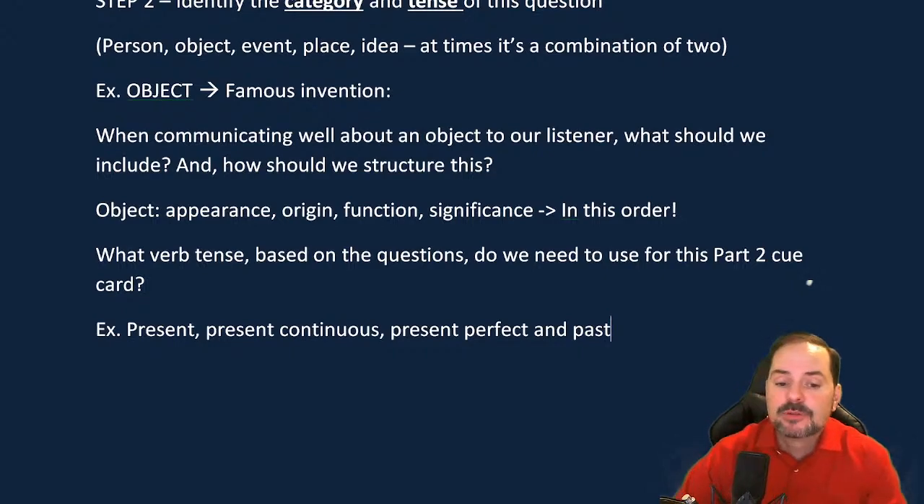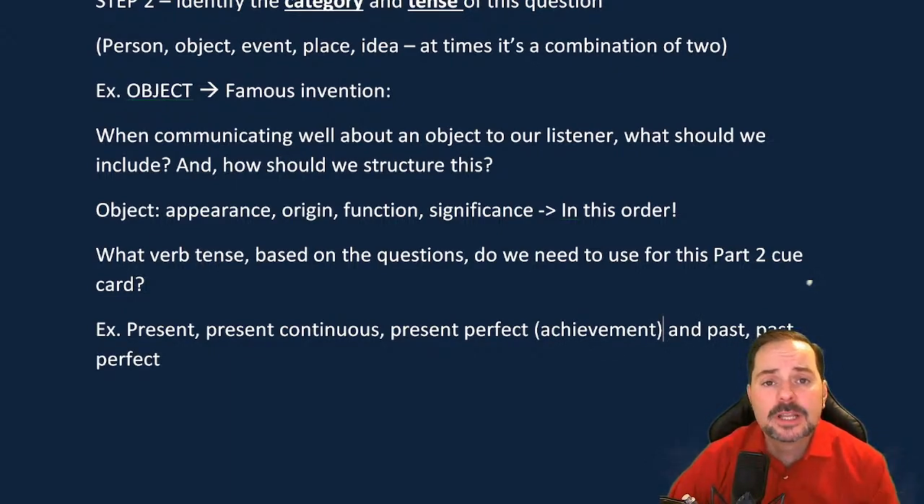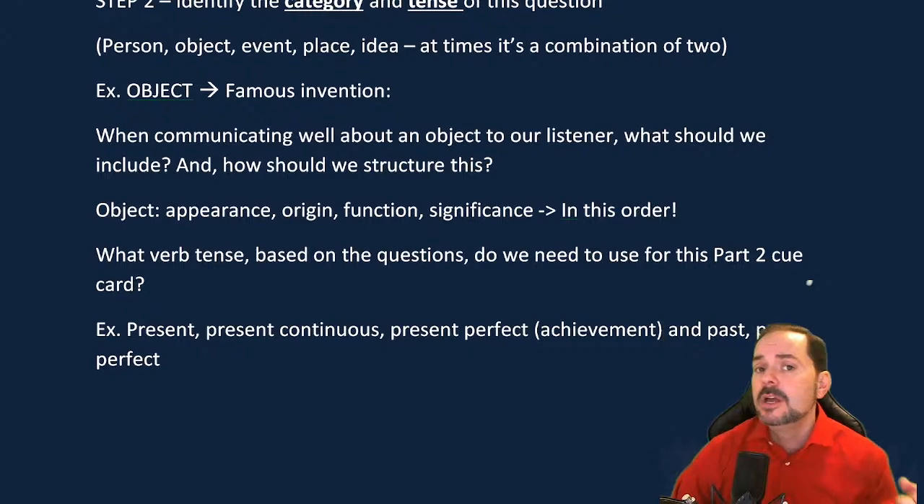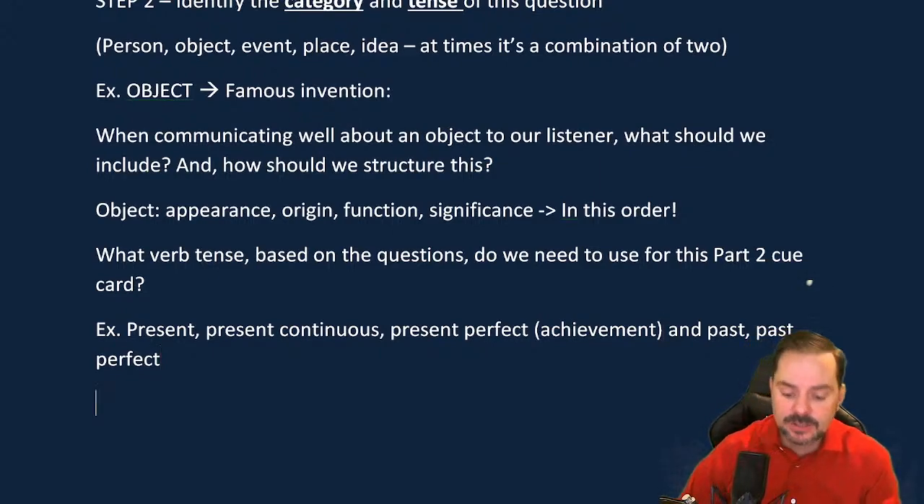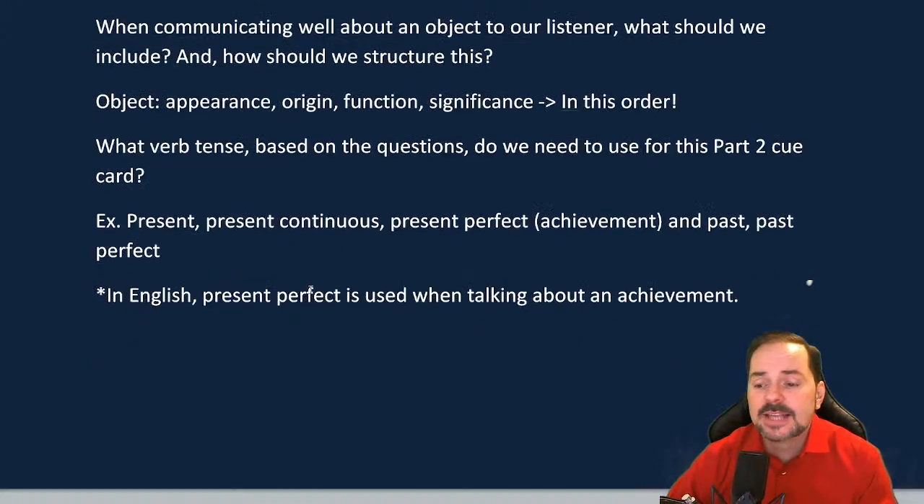Okay, and Harmail says maybe some past perfect as well. Yeah, maybe some past perfect as well. So yeah, I agree. Present perfect, we have to use because it shows achievement. Present perfect means it happened before, it's happening now, into the future. Present perfect is really important here because we're talking about an invention, and an invention is always an achievement for humans. When we talk about achievements, we often use present perfect. Okay, so keep that in mind. So in English, present perfect is used when talking about an achievement, to emphasize that experience.